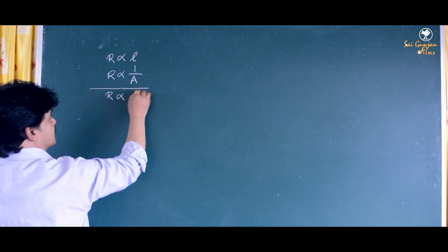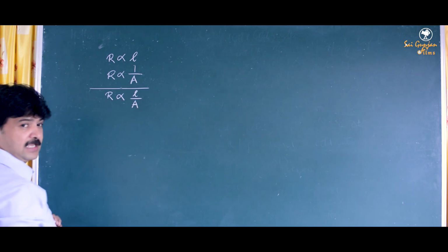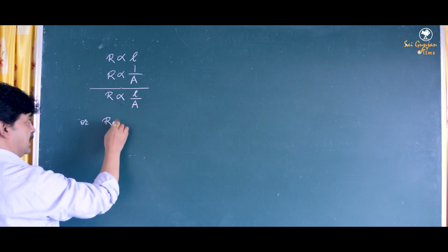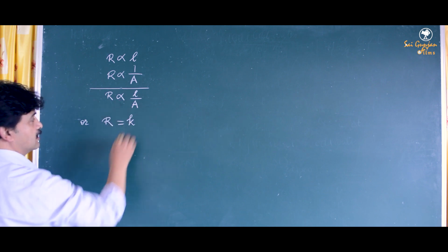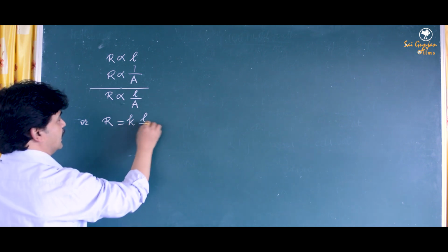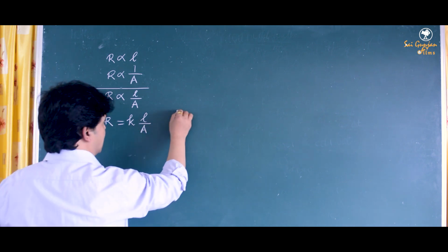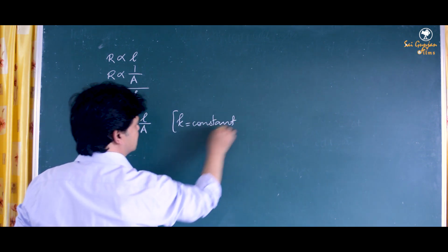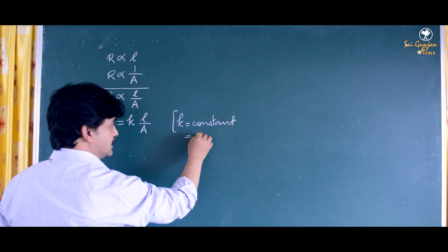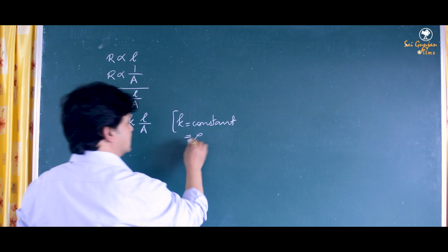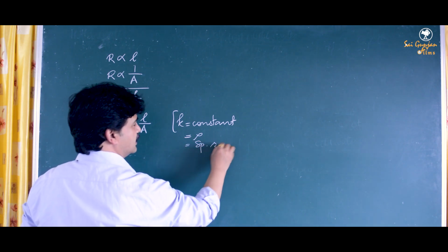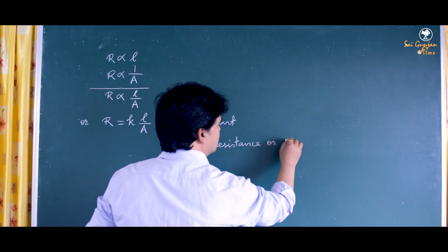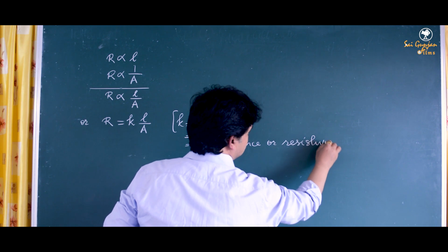Now, L into 1 is L, and in the denominator you have A. And you know, in order to replace the proportionality by an equals sign, you have to put a constant also, isn't it? That K is the constant of proportionality. K here is a constant as usual, and this constant in this case is denoted by rho, which is the specific resistance or resistivity.